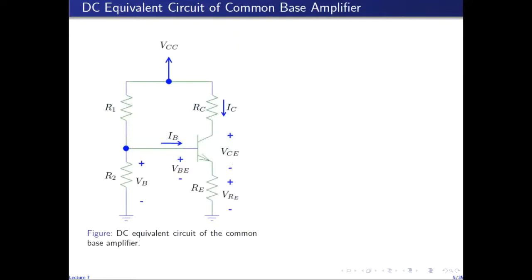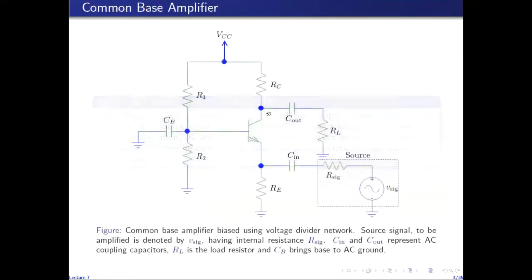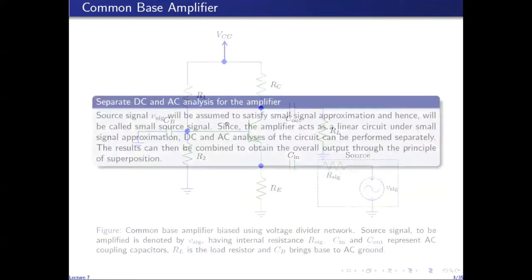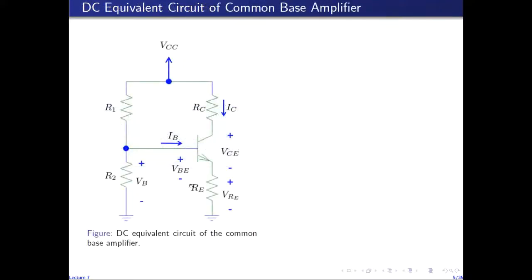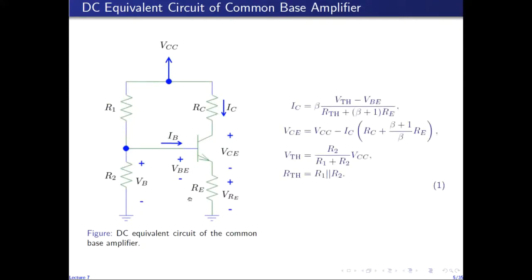So this is the DC equivalent circuit of the common base amplifier. It is obtained by open circuiting the capacitors and killing the AC sources. So open circuiting all these capacitors disconnects the load and the source, and we are left with this voltage divider biasing network, in which the output current and the output voltage are given by these usual expressions which we have seen before.